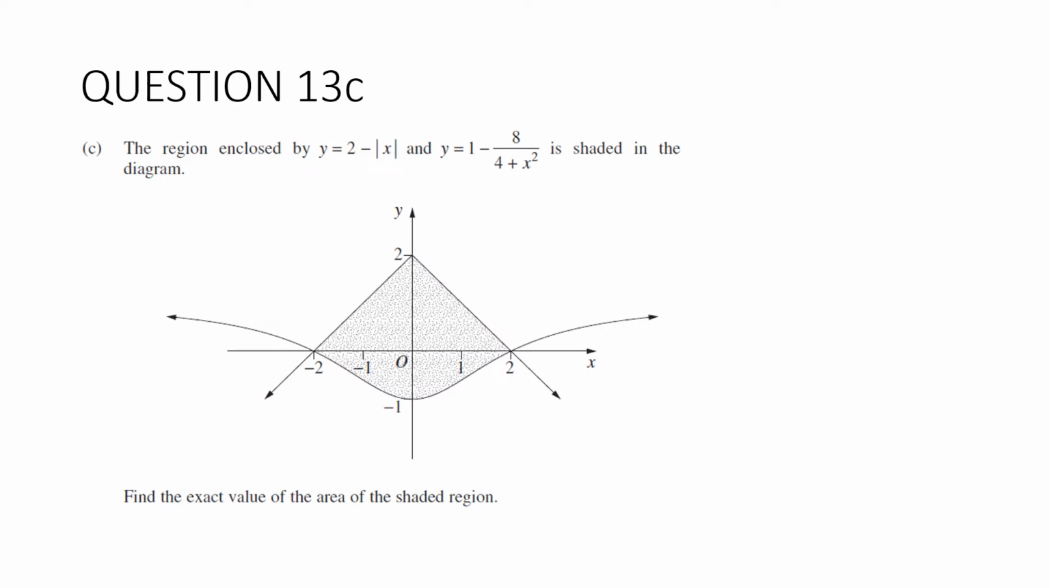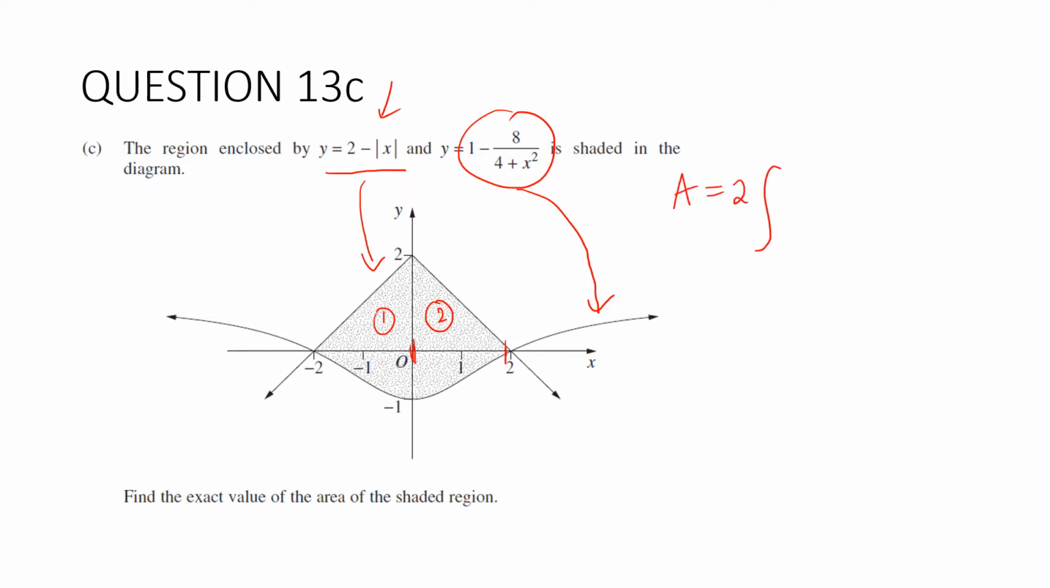13c, the region enclosed by these two straight lines and this curve is shaded in the diagram. Find the exact value of the area of the shaded region. Now we're going to have trouble integrating this with an absolute value, but I can see that these two areas are symmetrical. So I'm actually just going to take this area and double it. So our area will be 2 lots of the integral between 0 and 2.